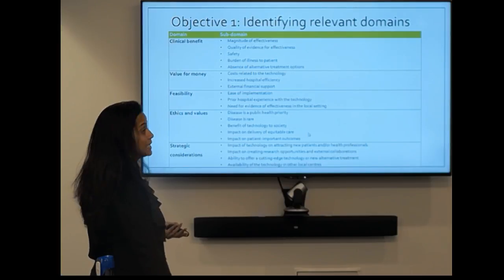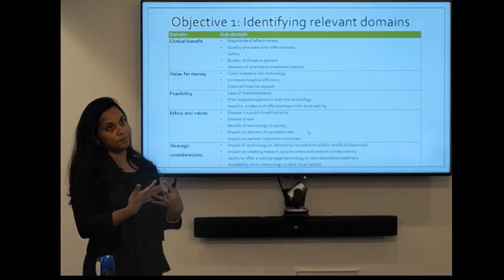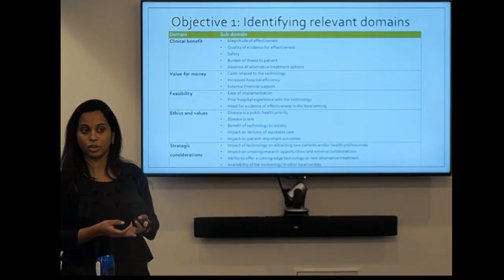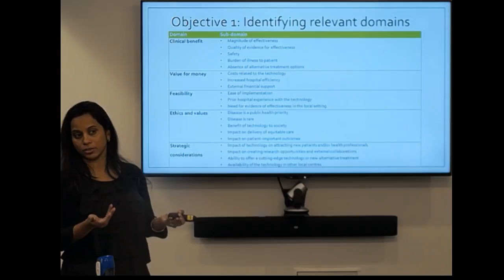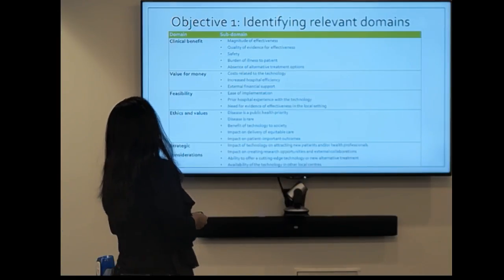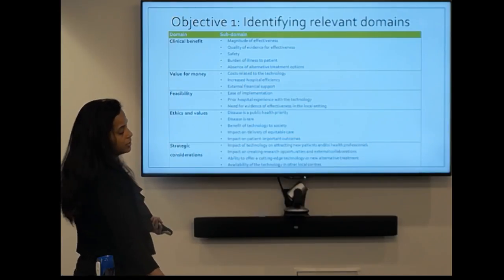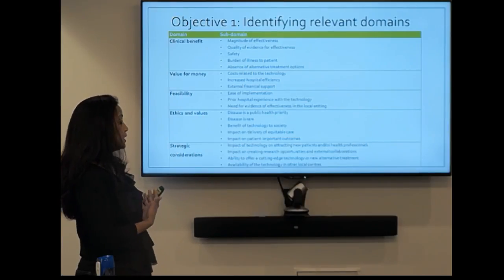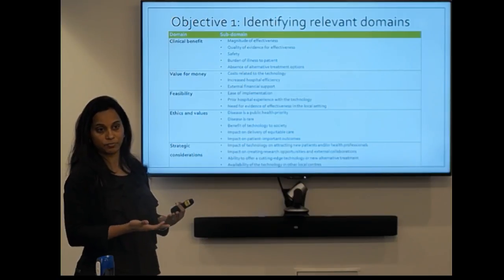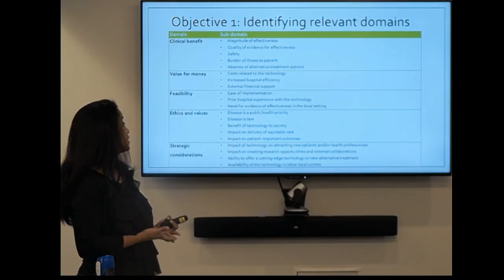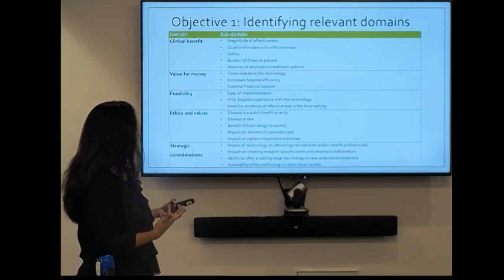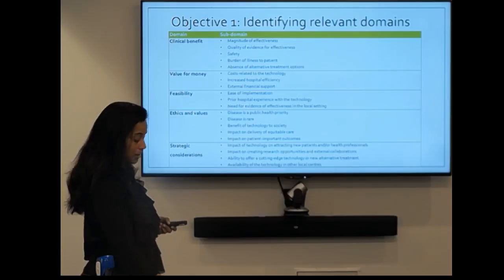For example, disease is rare. Does a disease being rare preclude us from evaluating a technology that focuses on that disease because of its possibly low cost effectiveness? And then we looked at strategic considerations. So anything that would strategically impact our institution, like ability to attract clinicians, researchers, patients, how innovative this technology is, creating research opportunities.